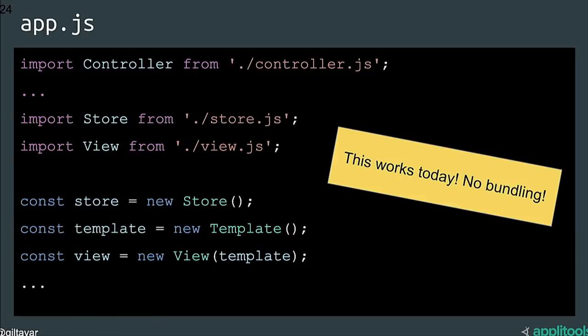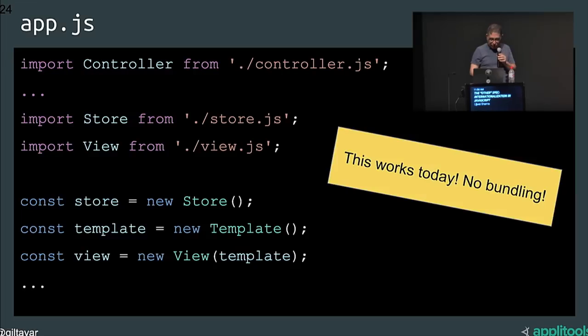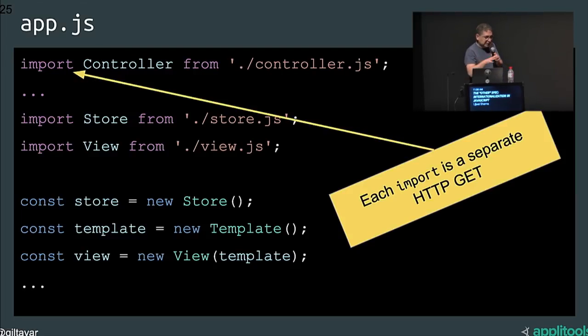So remember that script source app.js. This is real. This is from a front-end testing workshop I'm giving. I'm using native ES modules because it's the simplest. And I'm doing import controller from /control.js. And this just works, okay? No bundling, no nothing. Browsers understand that without Webpack. So let's talk about that.